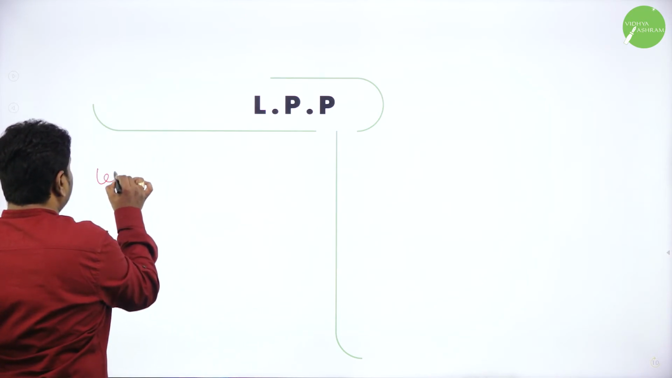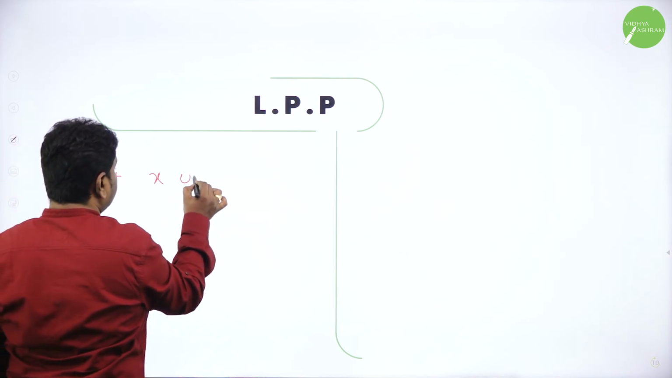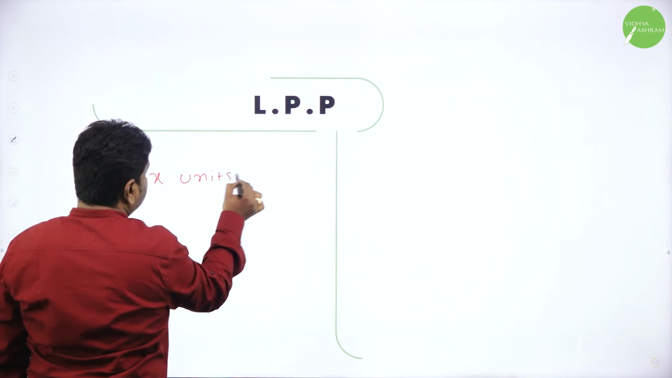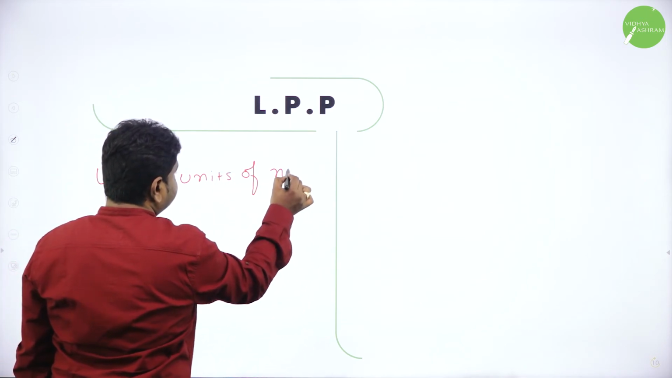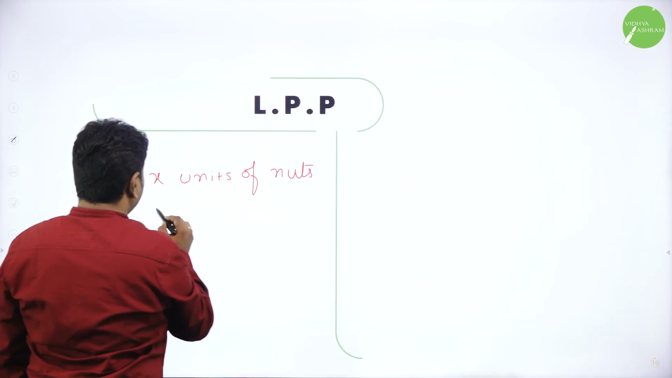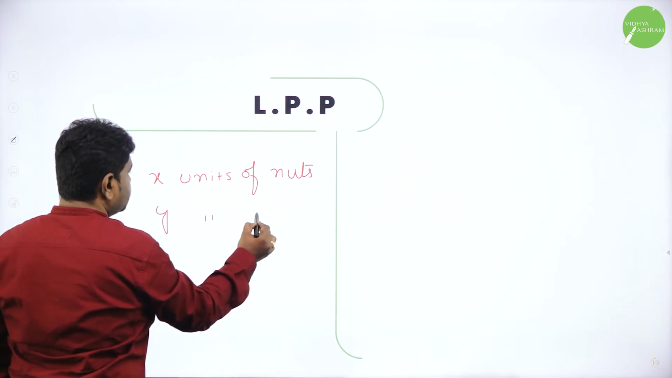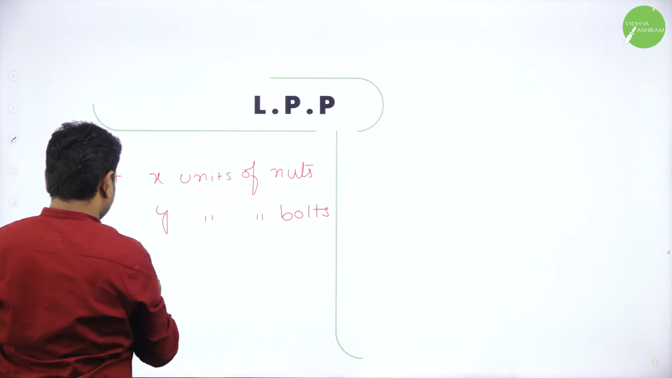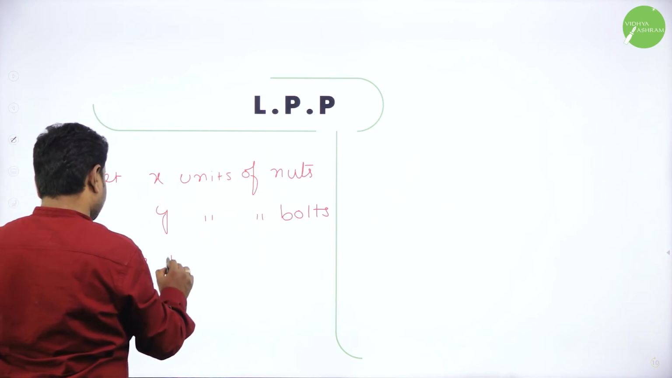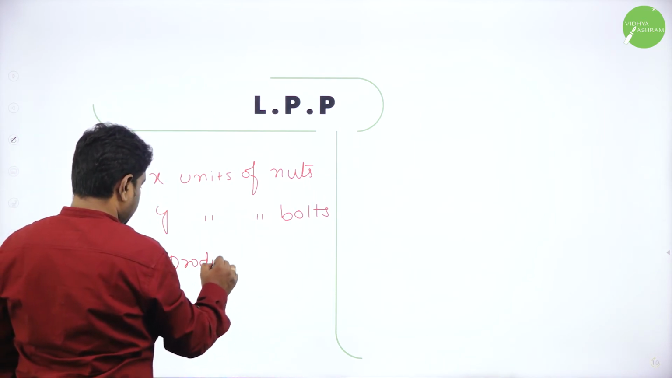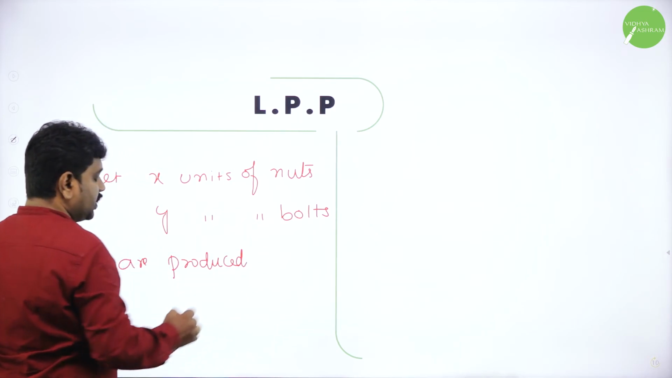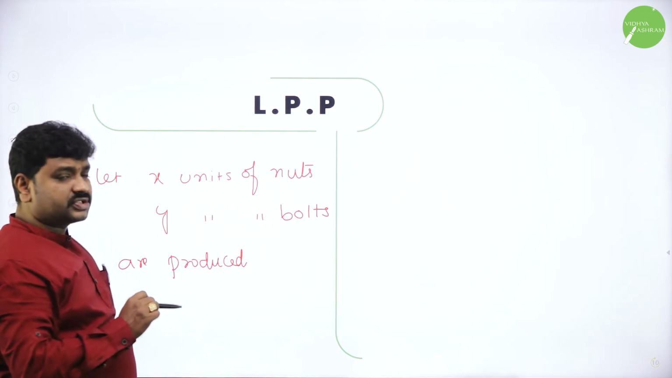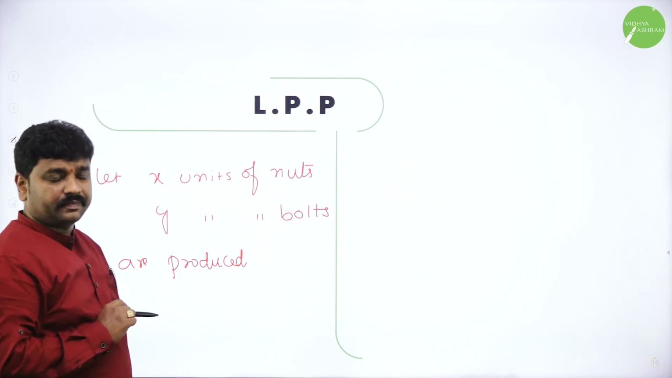Let the unknowns be: x units of nuts and y units of bolts are produced. I am assuming x units of nuts and y units of bolts are produced. That is the first assumption.